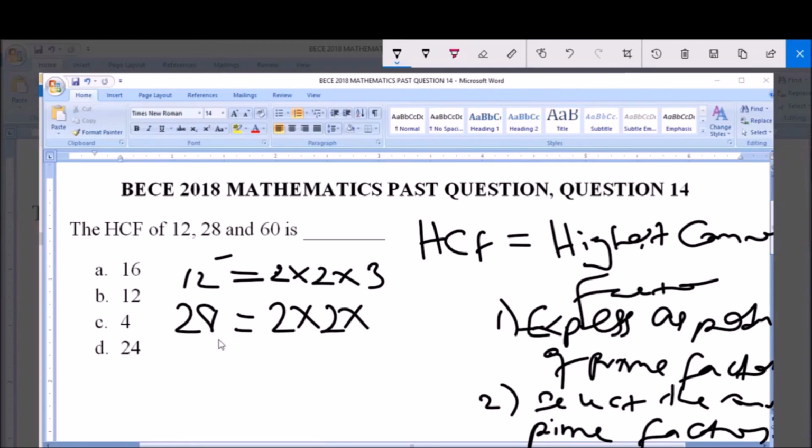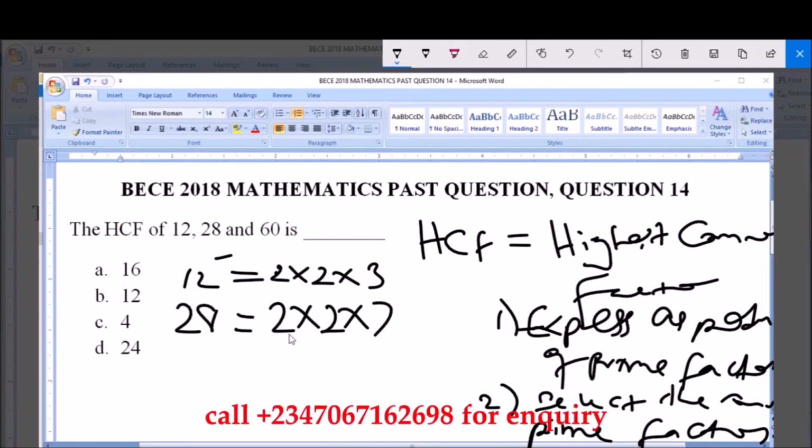We move to the next prime number, which is 3. 3 cannot go into 7. We move to the next prime number, which is 5. 5 cannot go into 7. And we move to the next prime number, which is 7. 7 can go into 7 once. So we write down 7. So 2 times 2 will give us 4, and 4 times 7 will give us 28. Now the next is what?